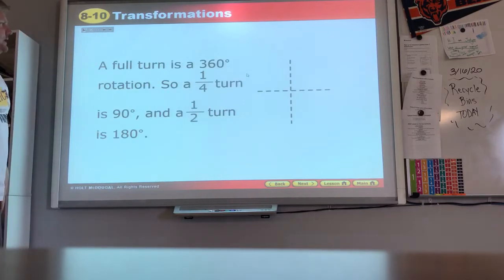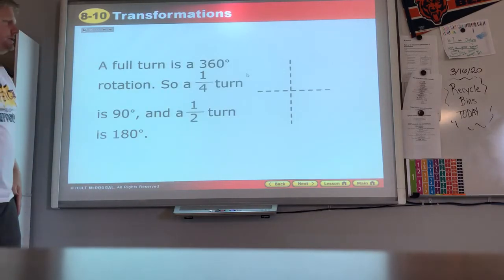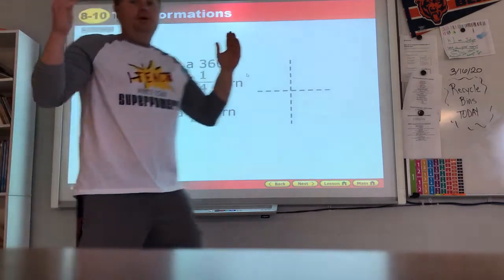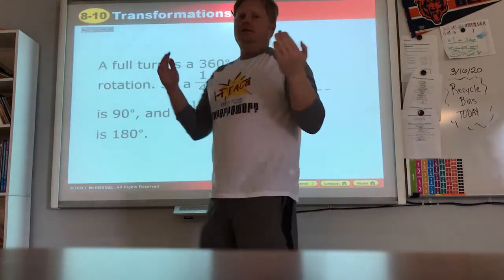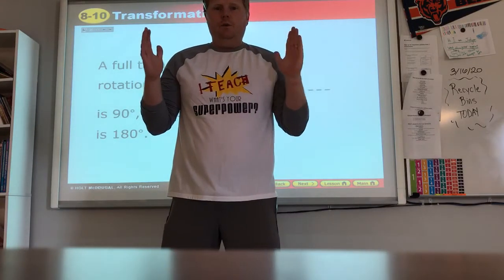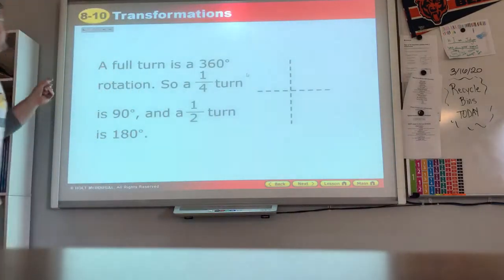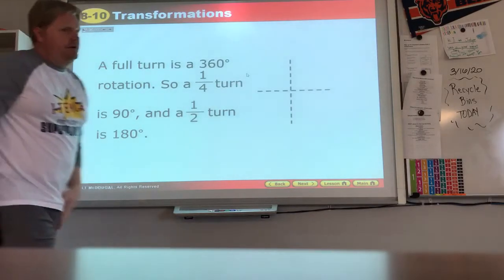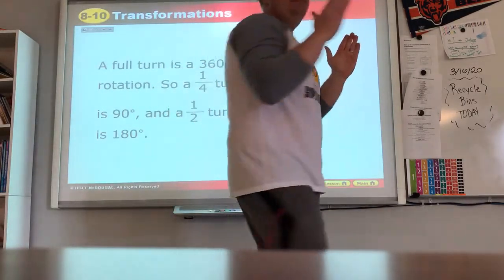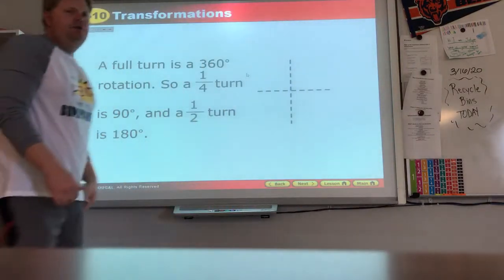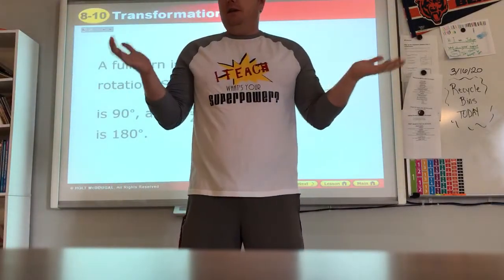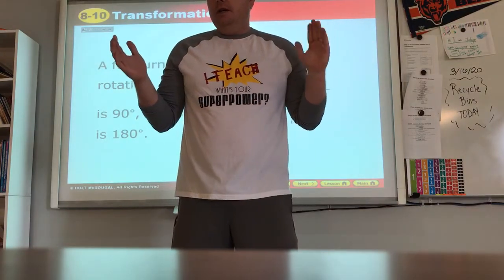A full turn is 360 degrees. Remember a circle? So, I'm looking at you. A full 360 degrees is 1 full turn. So a fourth of a turn is 90 degrees. Half a turn is 180 degrees. That's why people say they did a 180 when they changed directions and went the opposite way.